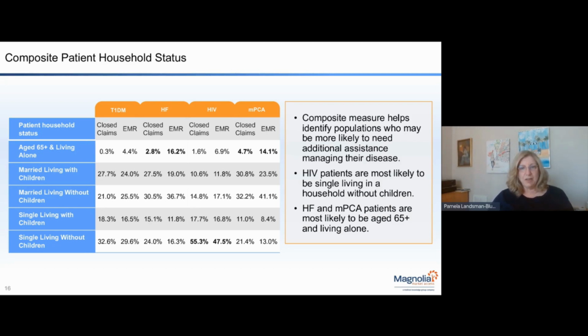You'll see the HIV patients are much more likely to be single, living in a household without children. It's 55% in the closed claims overlap, and 47% in the EMR overlap. Whereas in heart failure and metastatic prostate cancer, where you have older patients, you can see that compared to the other conditions we looked at, there is a higher proportion of people who are 65 and living alone.